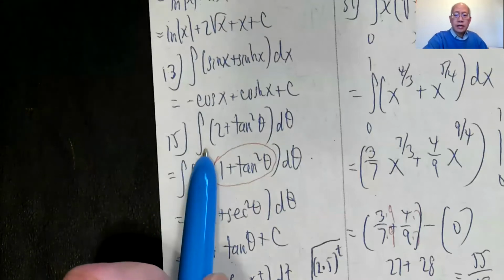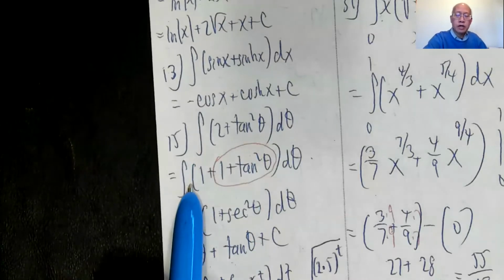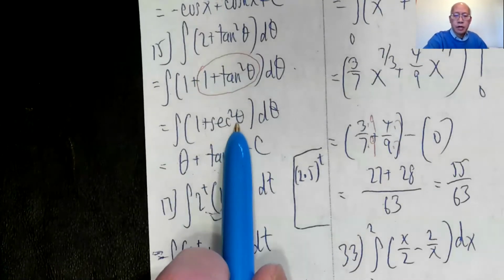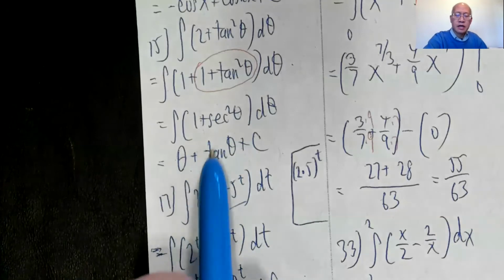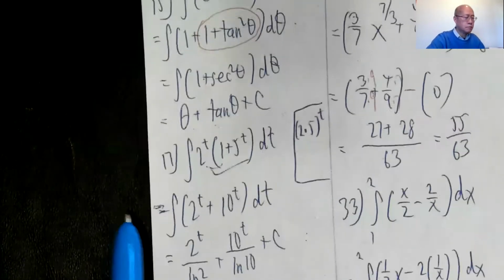15, the trick for this one is to rewrite 2 plus tangent squared as 1 plus 1 plus tangent squared, because 1 plus tangent squared is secant squared theta, d theta. All right, integral of 1 d theta is theta. Integral of secant squared is tangent theta plus c.